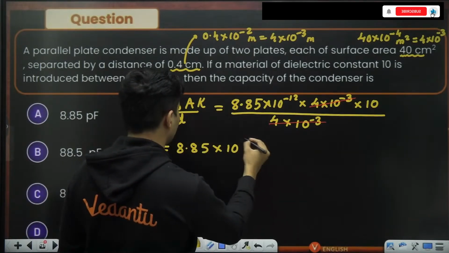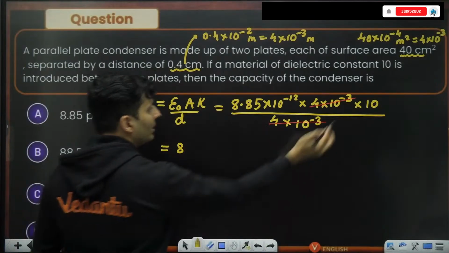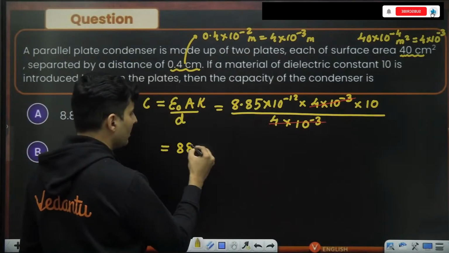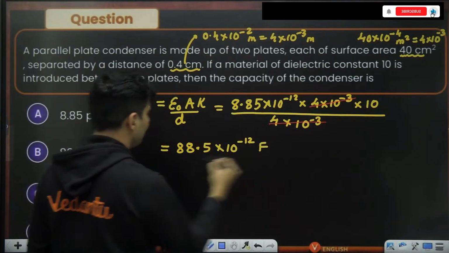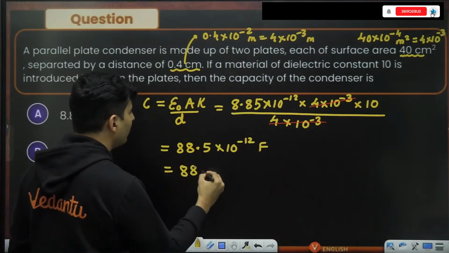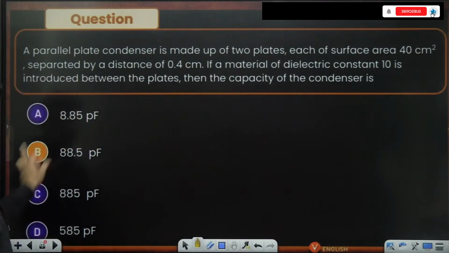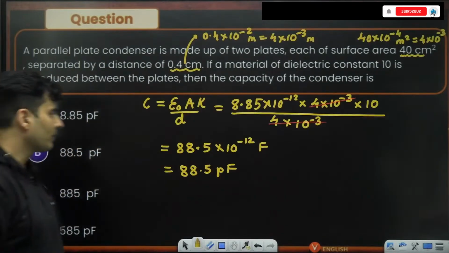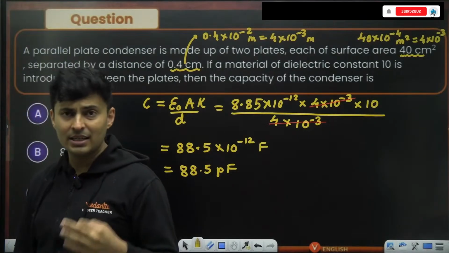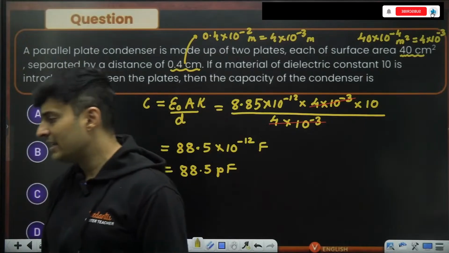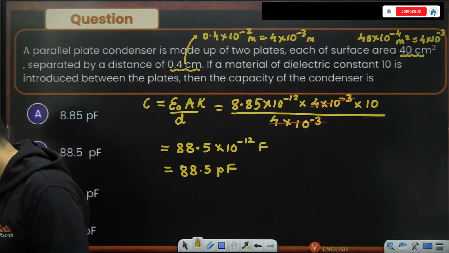So this is minus 11, but I can see pico over here. So why not just swallow the 10 inside? So it will become 88.5 into 10 to the power minus 12 farads. The power of negative 12 is a pico, so it will be picofarad. 88.5 picofarad is the right answer. Pico is minus 12, nano is minus 9, micro is minus 6, milli is minus 3. Yeah, perfect. Very good. Great.